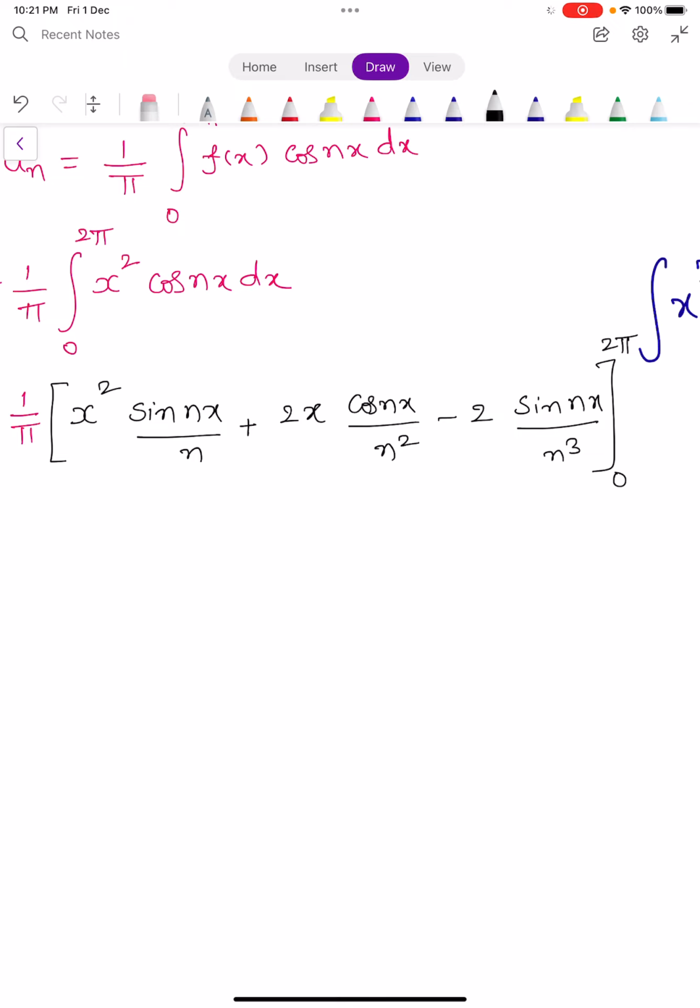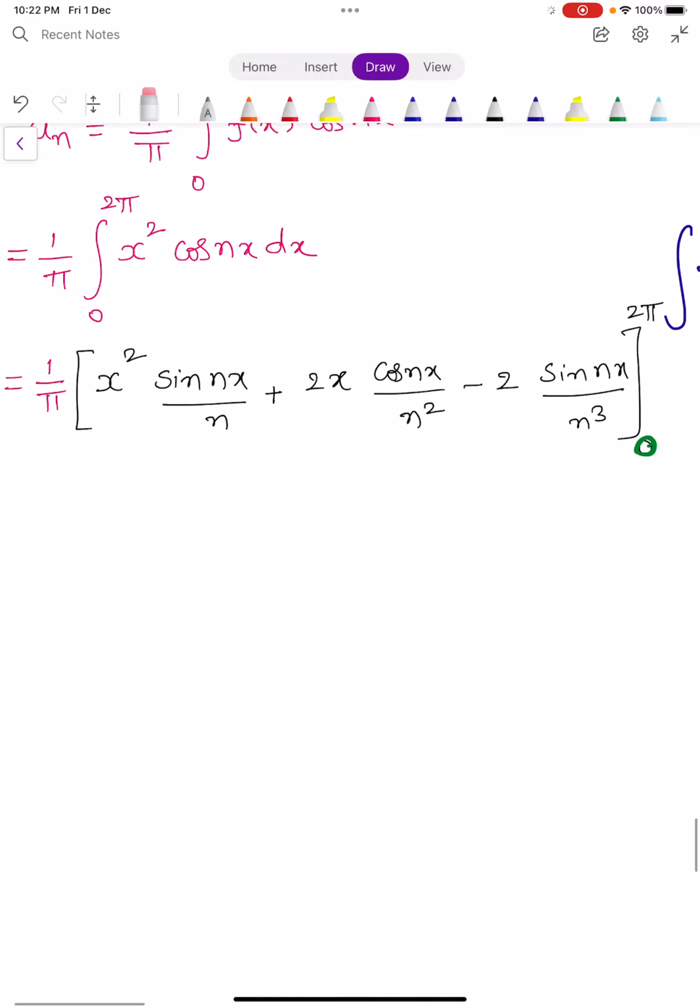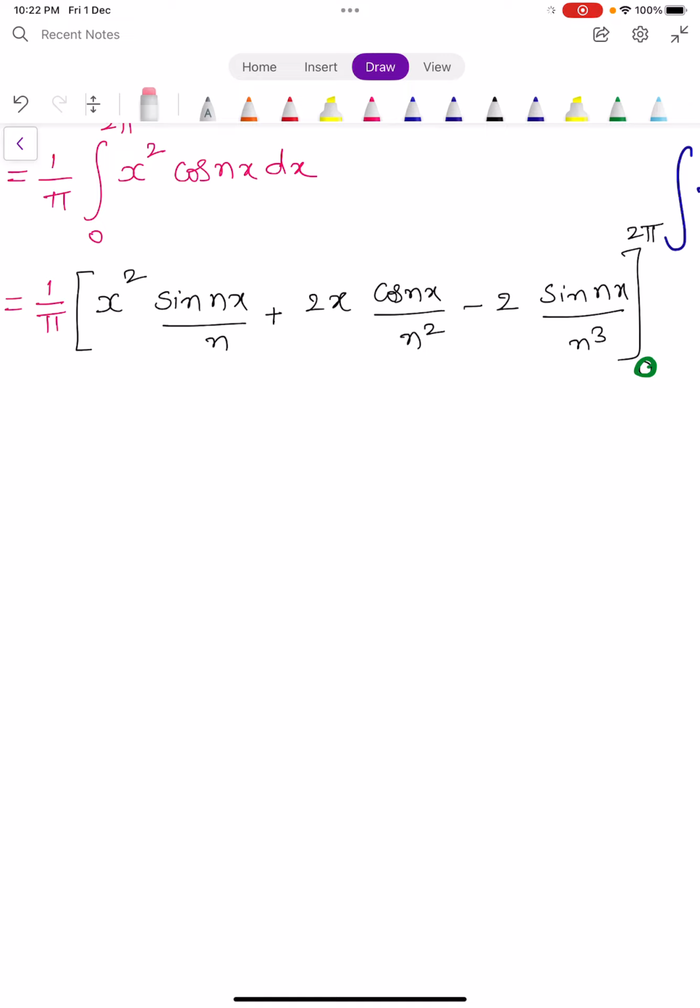Whenever you substitute the lower limit, here you observe that the lower limit is 0. If you substitute the lower limit, x square becomes 0, sin 0 is 0, so completely the lower term becomes 0. The lower limit gives 0. Now you only have to substitute the upper limit. So let us go for it.